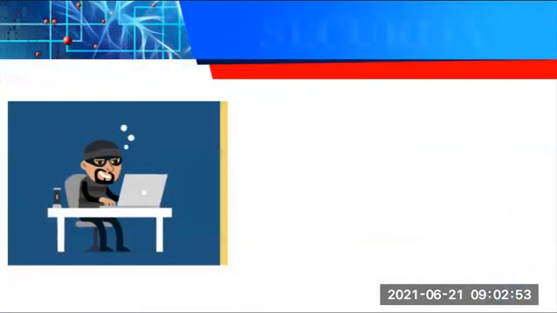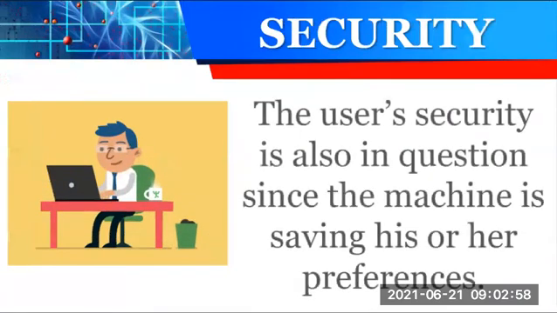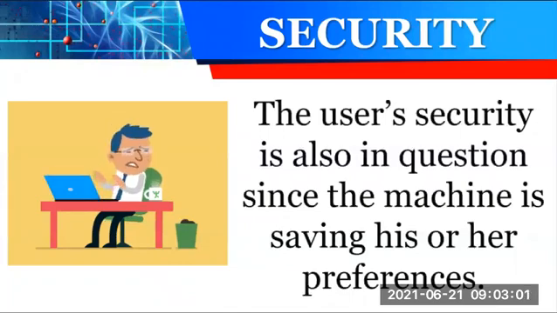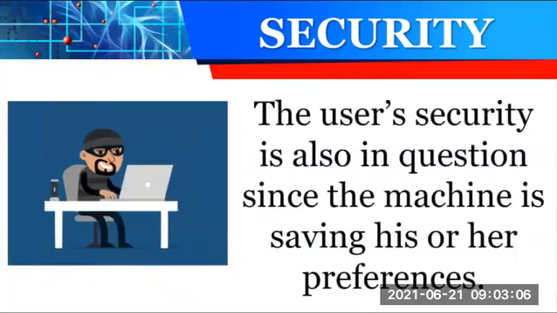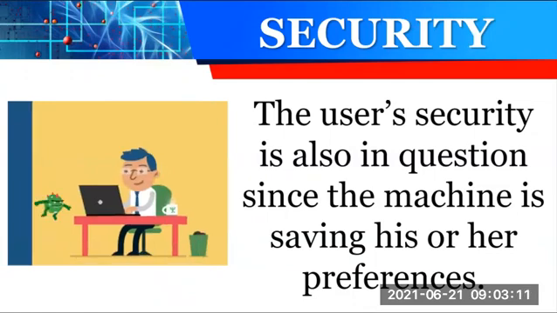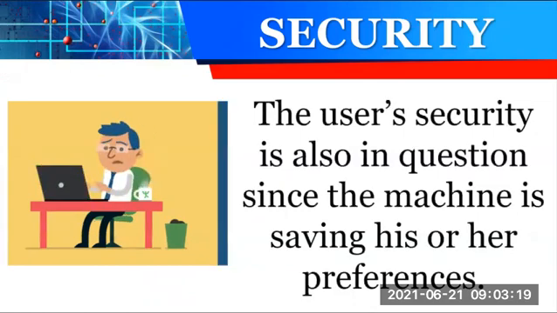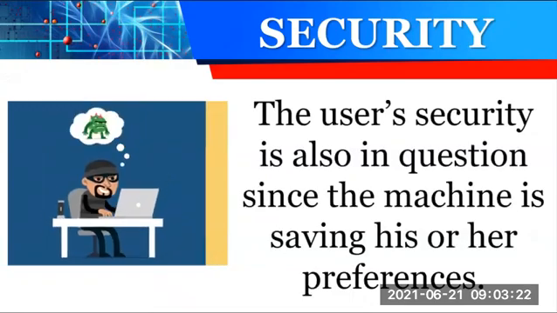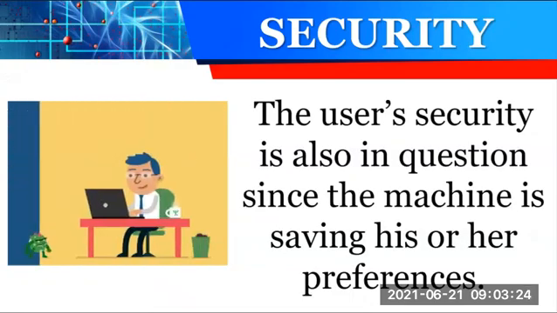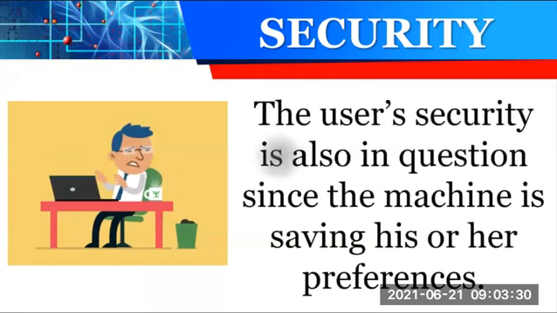Pangalawa, yung security. Since the user security is also in question, since the machine is saving his or her preferences. So kumbaga, since naglalagay tayo ng personal information sa ating device, nasa-save yun sa ating device, so mas prone siya ngayon to hacking. So kumbaga, mas nabibigyan ng chances yung hackers na makakuha ng information from us kasi nasa-save yung ating information dun sa device na yon. So that is one of the problems ng Web 3.0.